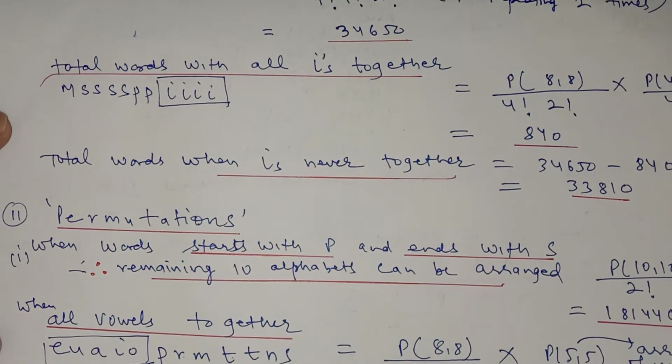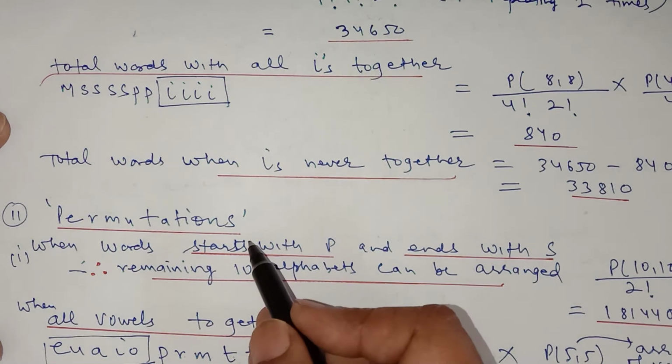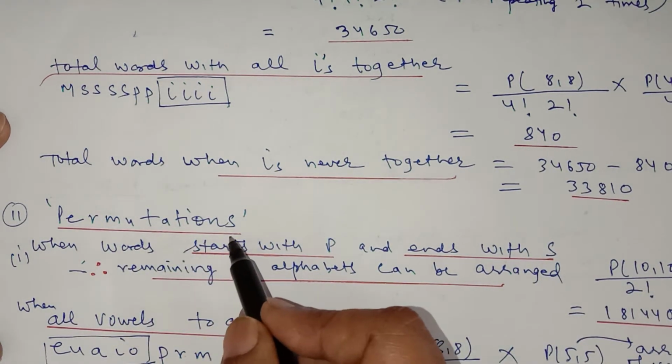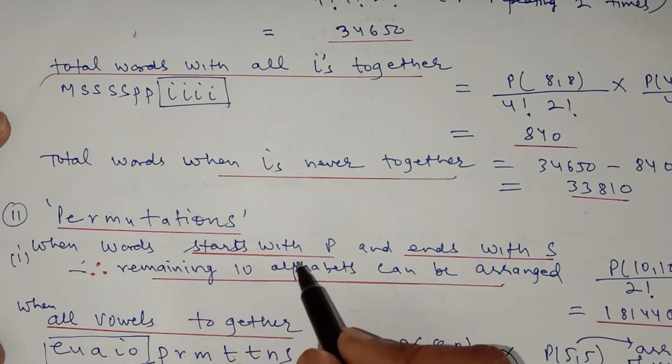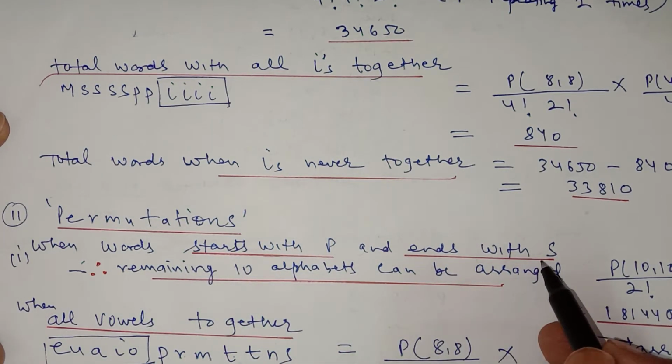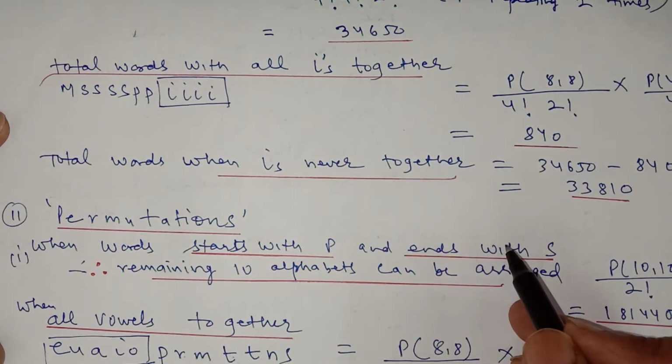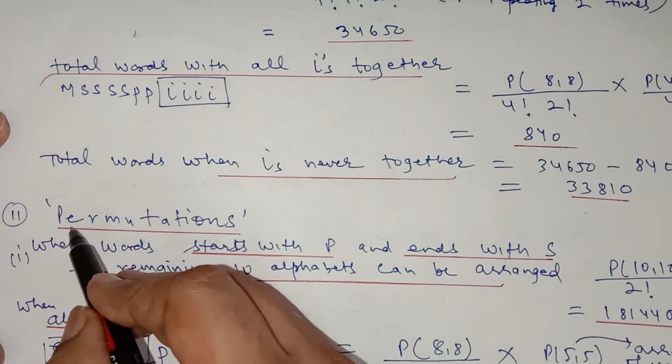Now in question number 11, there is the word permutations. See it very carefully. There is a word permutations. Now you have to find how many words we can make which start with P and end with S. It means the word should start with P and end with S.